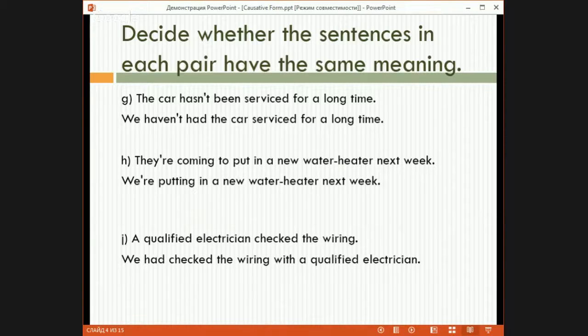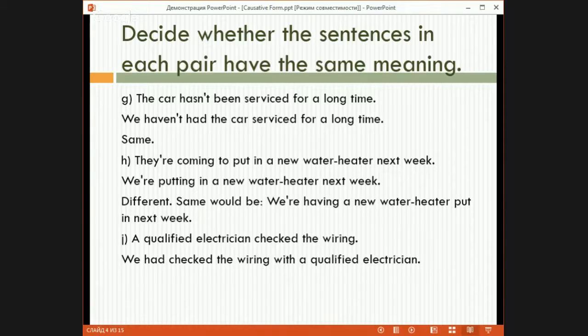And the last part, the car hasn't been serviced for a long time. We haven't had the car serviced for a long time. It's the same sentence. They are coming to put in a new water heater next week. We are putting in a new water heater next week. It's different because in the first somebody is doing it and in the second we are doing it. So it should be, we are having a new water heater put in next week.